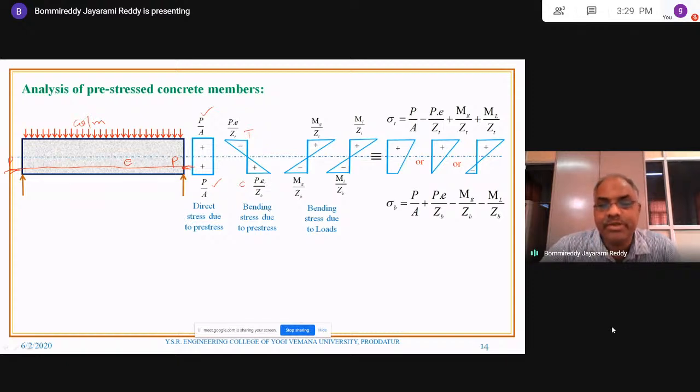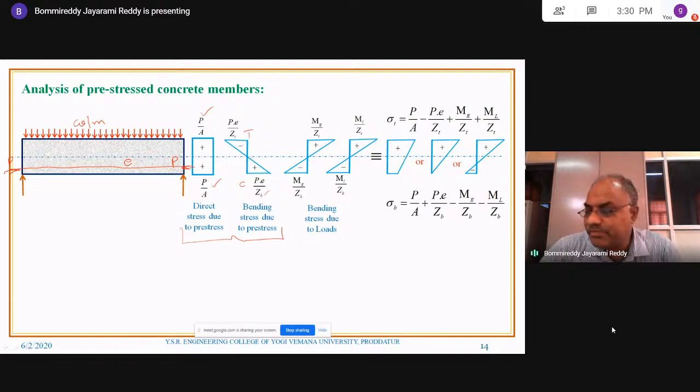This is nothing but M by Z, that is the section modulus ZB. ZB means section modulus about the bottom. Similarly, M by ZT, section modulus about the top. If it is a rectangular section, both ZB and ZT are the same, otherwise they are different. So these are the two magnitudes of the stress induced in the member by applying the pre-stressing force P.